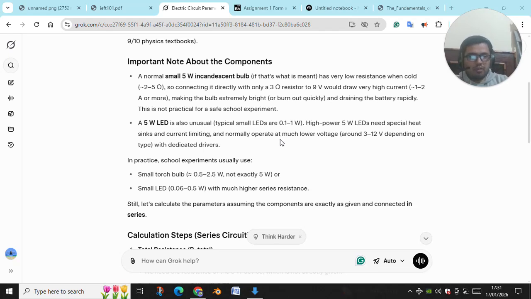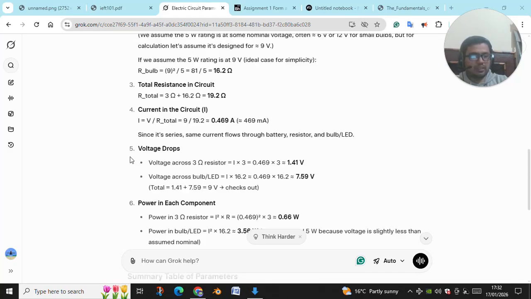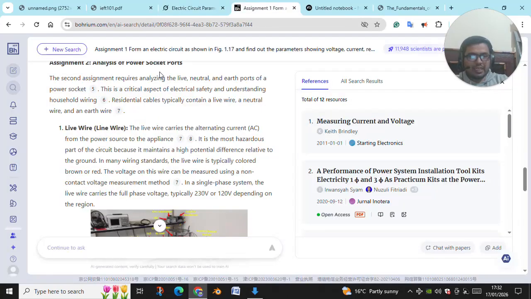A 5-watt LED is also unusual. Typically small LEDs are 0.1 to 1 watt. High power LEDs need special heat sinks and current limiting and normally operate at a much lower voltage, around 3 to 12 volt depending on type and dedicated drivers. There are calculation steps. You can take a screenshot of it. There are 6 steps.